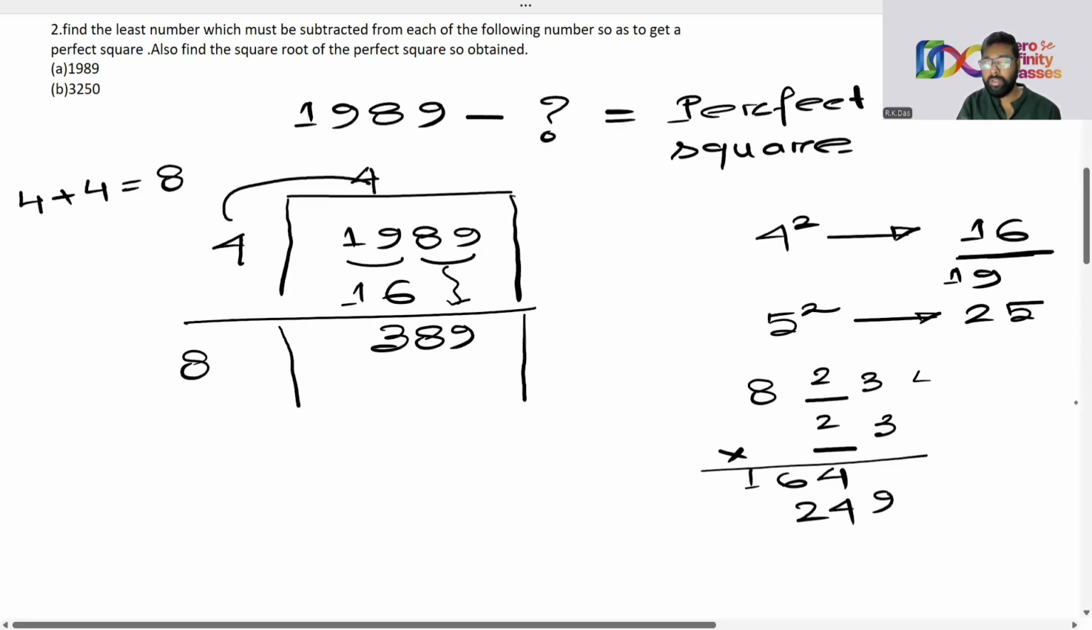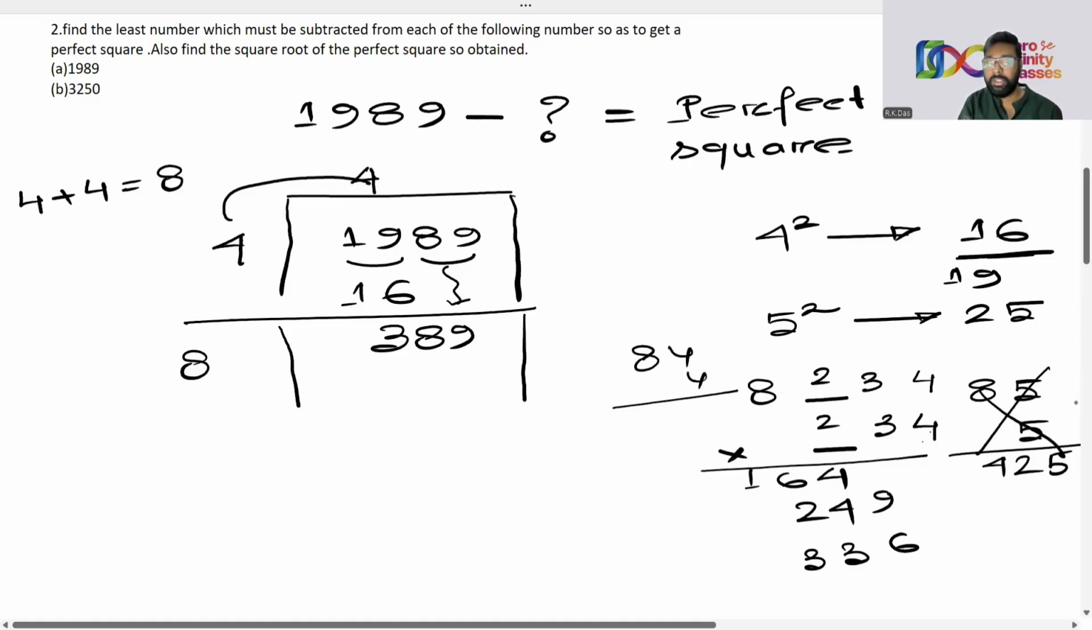If I'm taking 4, 4 fours are 16, 1 in hand, and 4 eights are 32 and 1 is 33. And if I'm taking 85, 5 times 85 will be 425, which is more than 389. So in that case, we can't take 85. We will take 84.